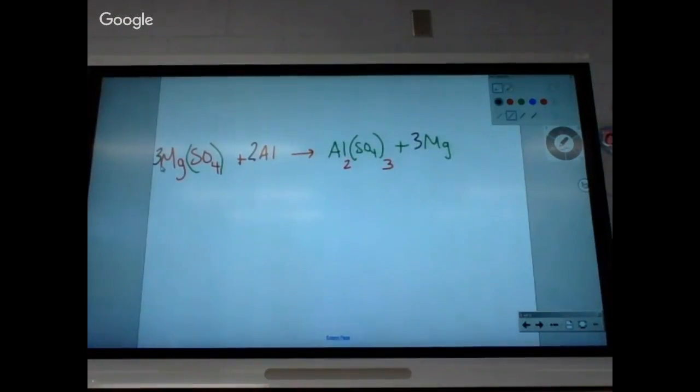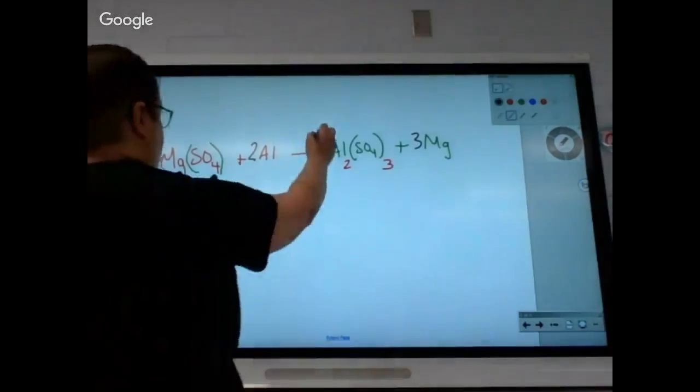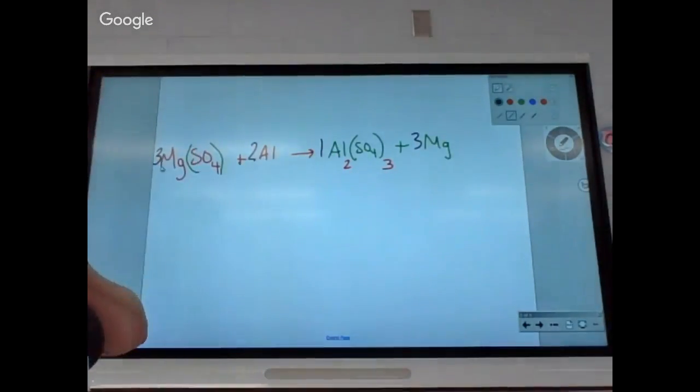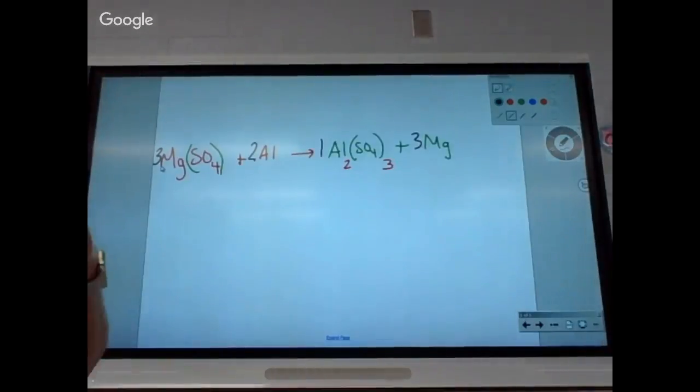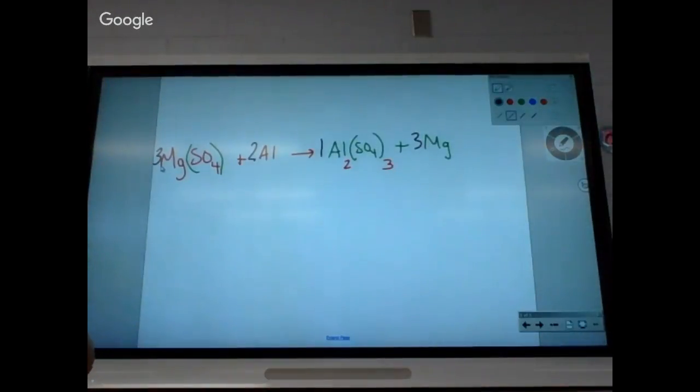Is there a 1 in front of the second one? Sure, you can put a 1 there if it makes you happy. I don't typically write the 1. So when I balance, I don't write it. But if it makes you happy to write the 1, I am never going to take off for you writing that 1. It is A-okay.